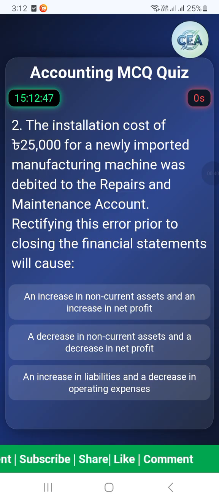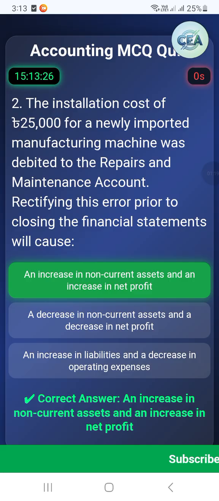2. The installation cost of 25,000 takas for a newly imported manufacturing machine was debited to the repairs and maintenance account. Rectifying this error prior to closing the financial statements will cause: Option 1. An increase in non-current assets and an increase in net profit. Option 2. A decrease in non-current assets and a decrease in net profit. Option 3. An increase in liabilities and a decrease in operating expenses. Correct answer is an increase in non-current assets and an increase in net profit.